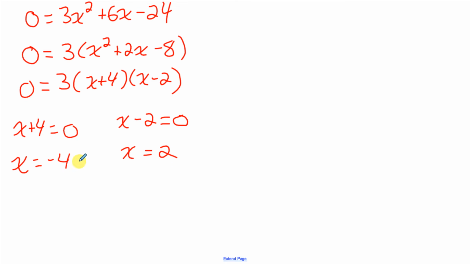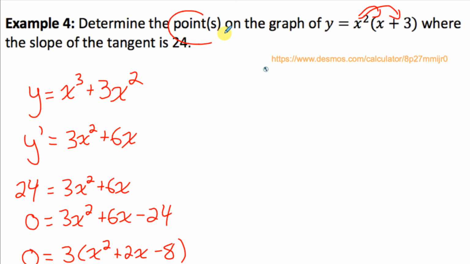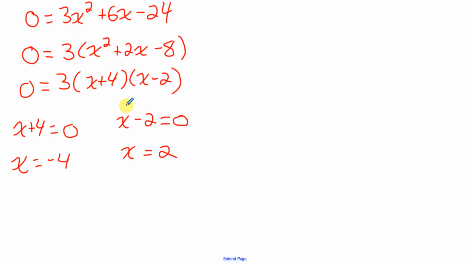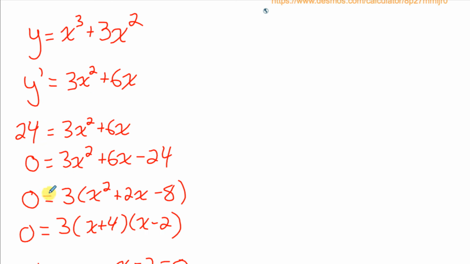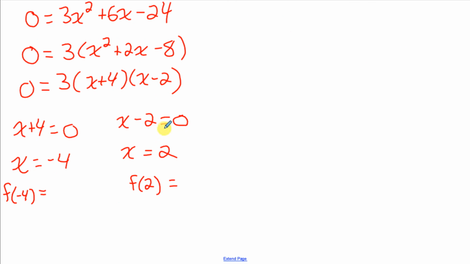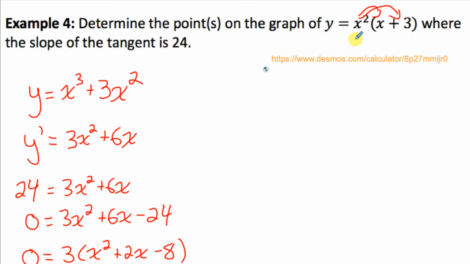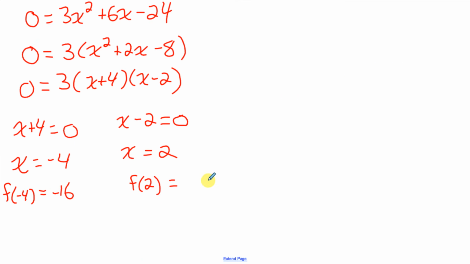So I know the two places, the two x values, where the slope of the tangent would be 24. The question wants the points. Anytime it specifically asks you for the points, we also need the y values of the points. So I have the x values, I need the y values as well. So plug those x values into the original function. I'll figure out f at -4 and f at 2. If I plug -4 in, that would give me 16 times -1, that's -16. If I plugged 2 in, 2 squared is 4 times 5, it would give me 20.